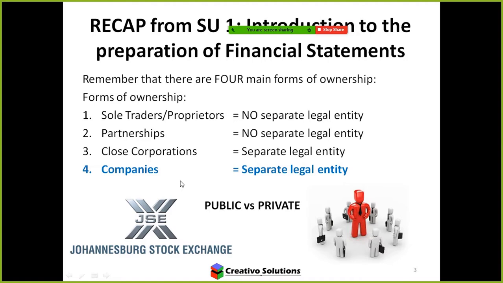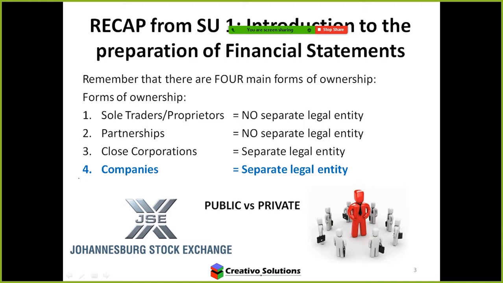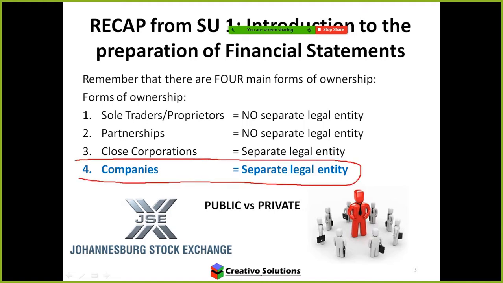First thing we need to look at is a recap regarding the different forms of ownership. Right, so you have 4 separate forms of ownership. We have now reached the last one, companies. Companies are separate legal entities. You get public and you get private companies. What's the difference?